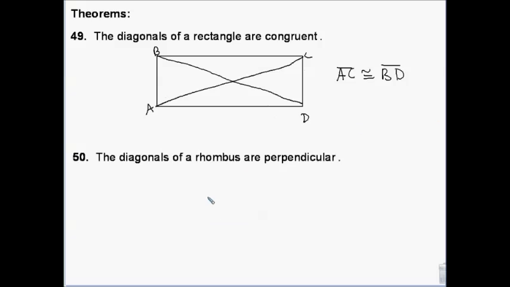And if we have a rhombus, close enough. If we have a rhombus, the diagonals are perpendicular to each other. Let's say this is E, F, G, H. FH is perpendicular to EG. So far, okay?